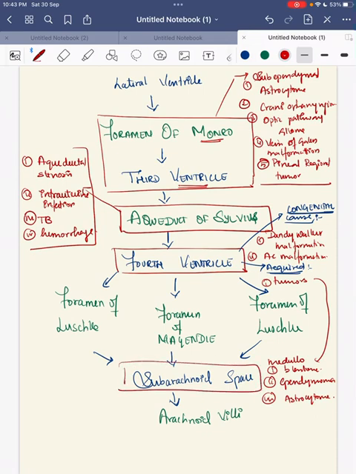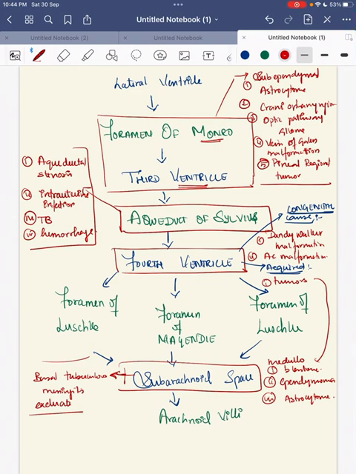The cause of obstruction at the subarachnoid space can be at the tentorial hiatus. The tentorial hiatus is obstructed by extensive basal tuberculous meningitis exudate. So these are the causes of obstruction that can lead to hydrocephalus.